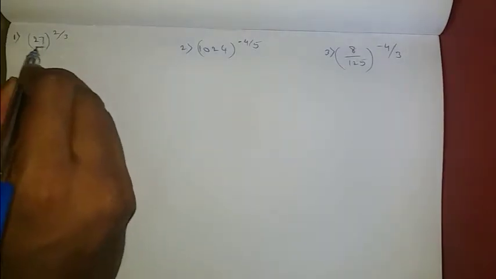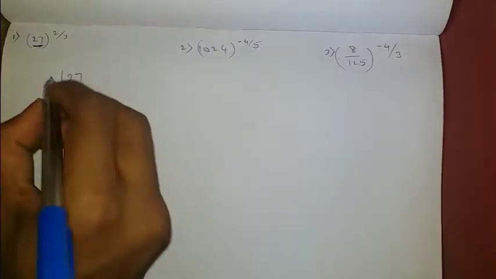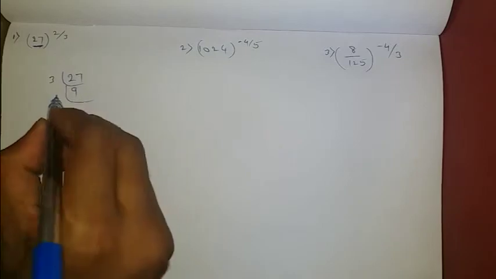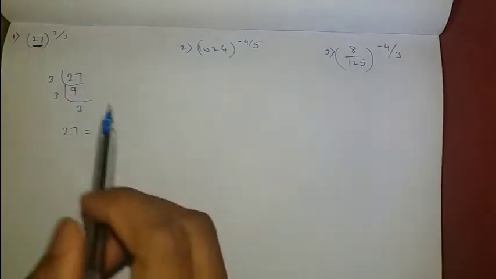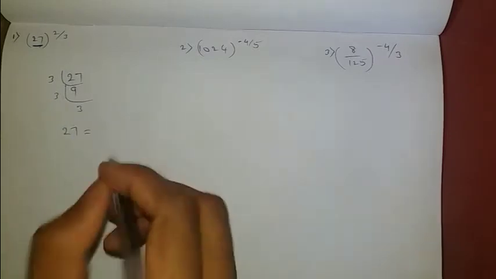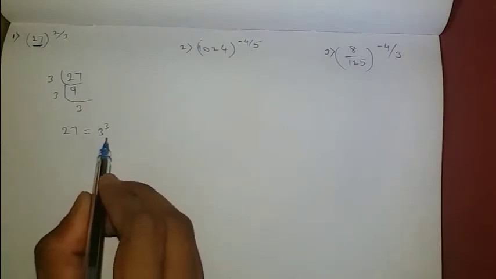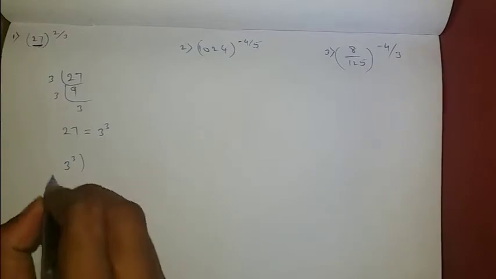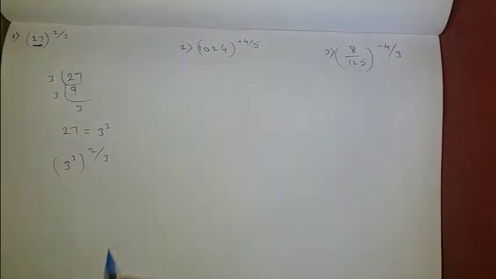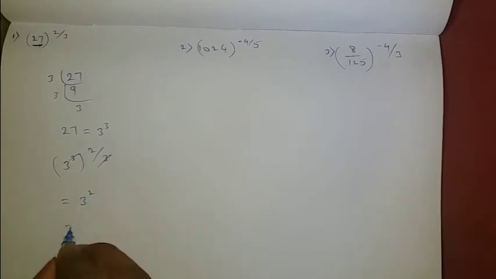Now let us write the prime factorization for 27. 3 9s are 27, and 3 3s are 9. So 27 is equal to 3 × 3 × 3, which is 3^3. So in the place of 27, I will write 3^3. (3^3)^(2/3): this 3 will get cancelled. So we remain with 3 squared, which is nothing but 9.